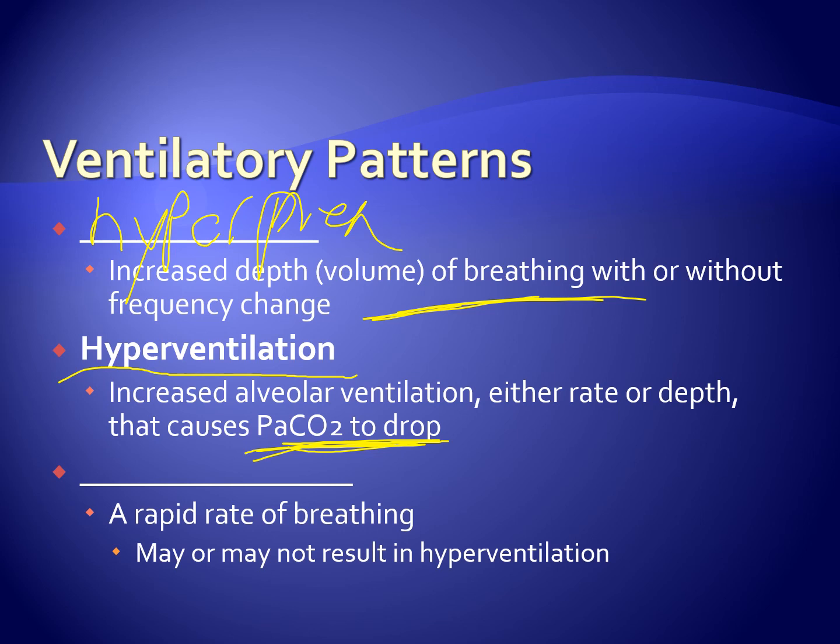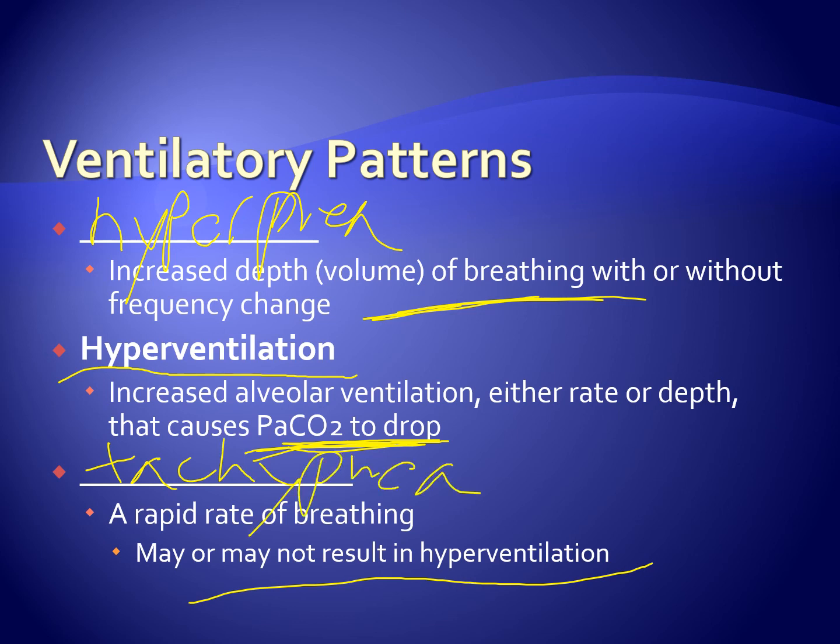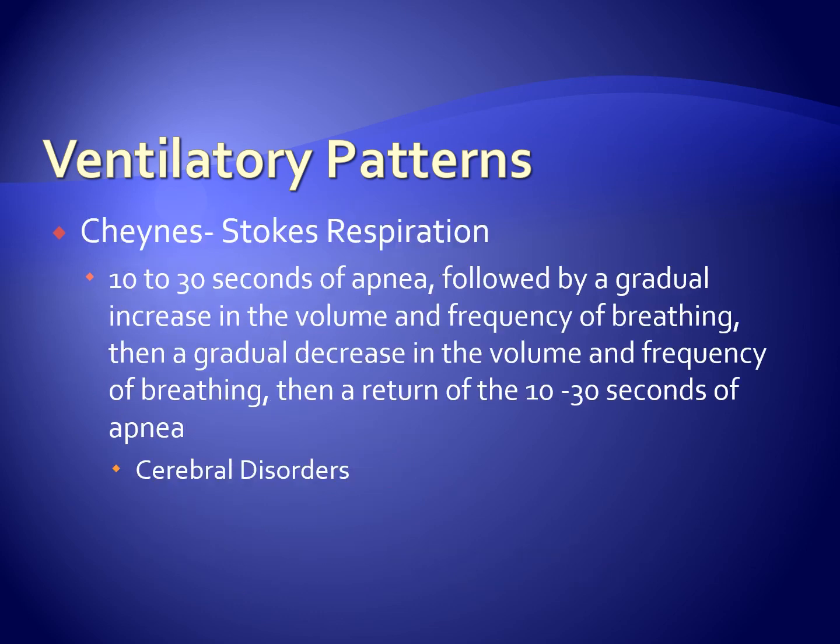So the next bullet point: a rapid rate of breathing may or may not result in hyperventilation. We just covered this, it would be tachypnea. If someone's breathing fast, you can say they're tachypnic. Let's say they're breathing at a rate of 40. Hey, they're tachypnic, because the normal rate for an adult is 12 to 20. So they're tachypnic, but until I get their CO2 levels, I cannot say scientifically they're hyperventilating. Does that make sense?